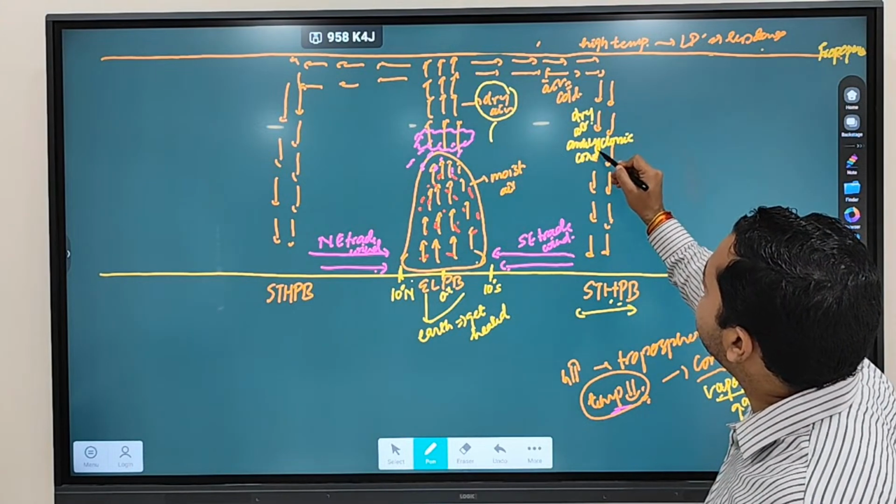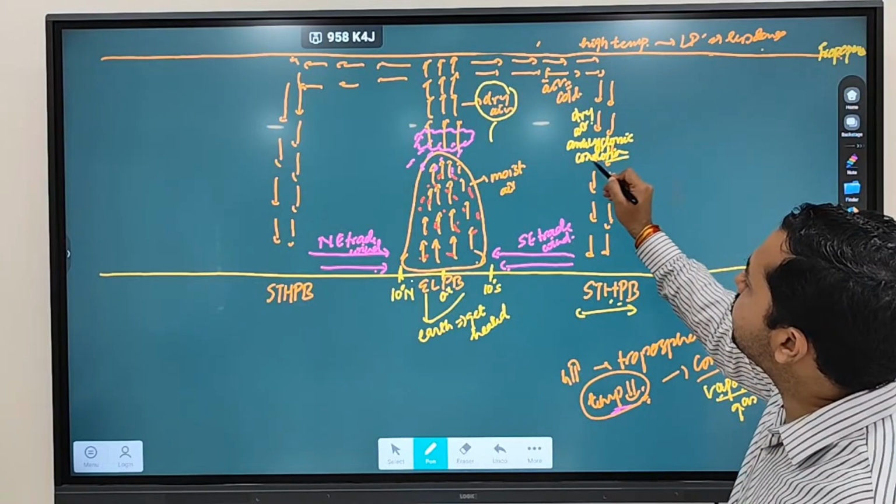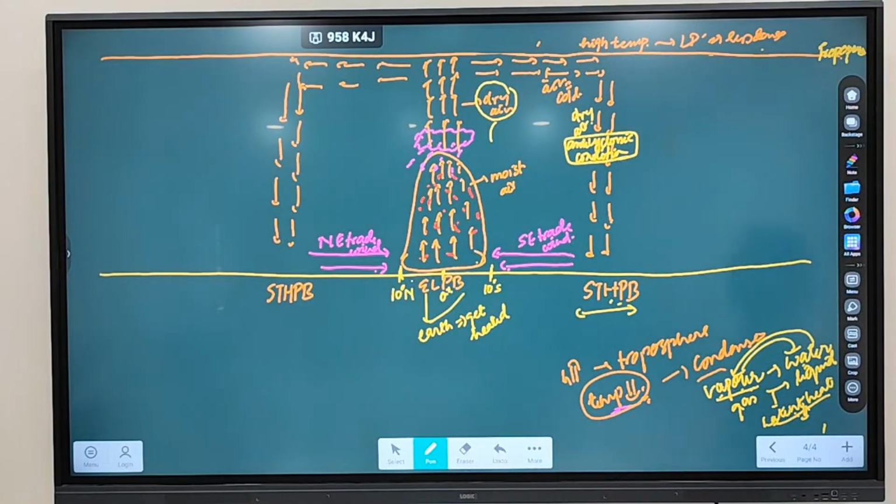Anticyclonic conditions. This region is referred to as what? Anticyclonic condition. Anticyclonic means no rainfall will happen in this region. Why is no rainfall happening? Because dry air is coming and subsiding in this particular region. Fine. Any doubt regarding this particular thing?